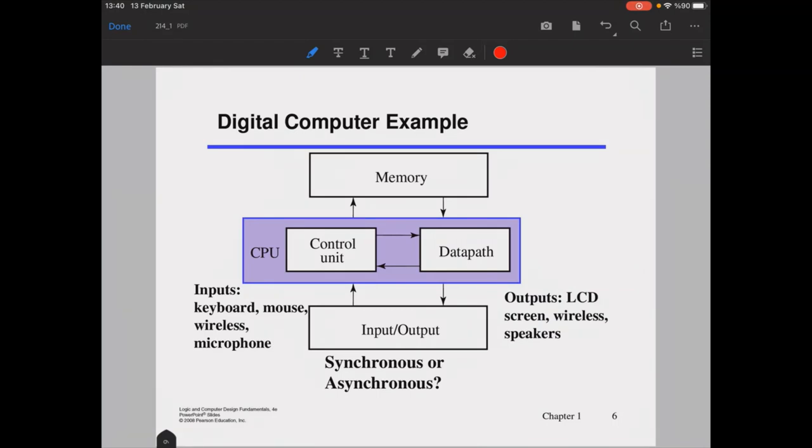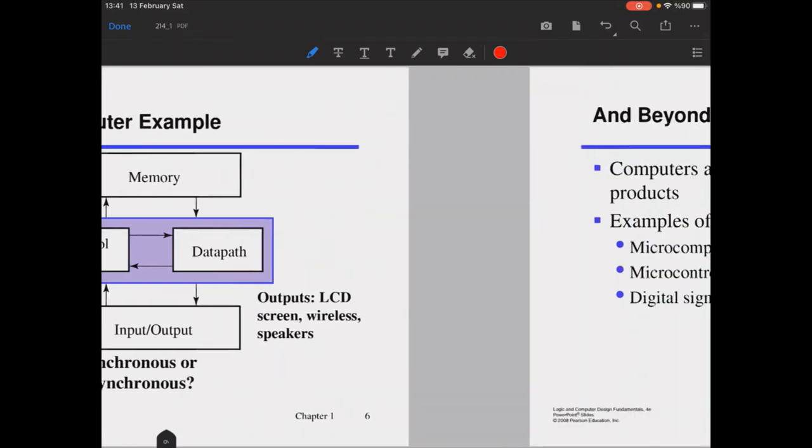Let's take a look at the other example, where you have a basic computer which has a central processing unit consisting of its control unit and data path, and memory and input-output devices. Your inputs can be your microphone, your mouse, whatever, and your outputs will be your screen, your speakers, whatever. What about the system? Do you think it is synchronous or asynchronous? Just pause the video and think about it. While thinking, consider the same thing: does this system get updated at regular time intervals, discrete times, or can it get updated at any time? So, that's the idea about synchronous and asynchronous systems.